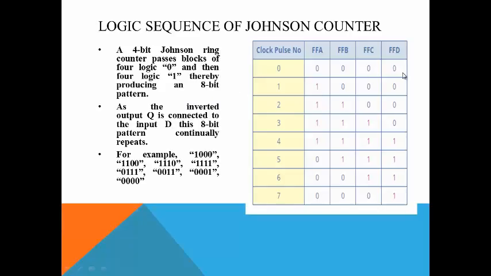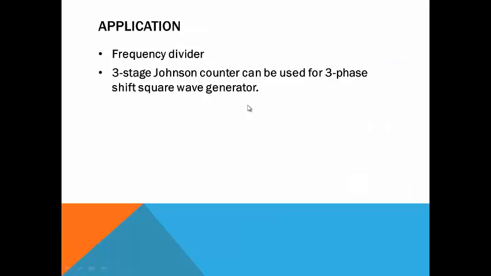Initially everything is 0. The first flip-flop becomes 1, and the 1 gets shifted, and then everything will become 1. When the last flip-flop is 1, Q dash of that flip-flop will be 0. Now 0 will come into this, so 0 will get introduced into the string. This is called a Johnson counter.